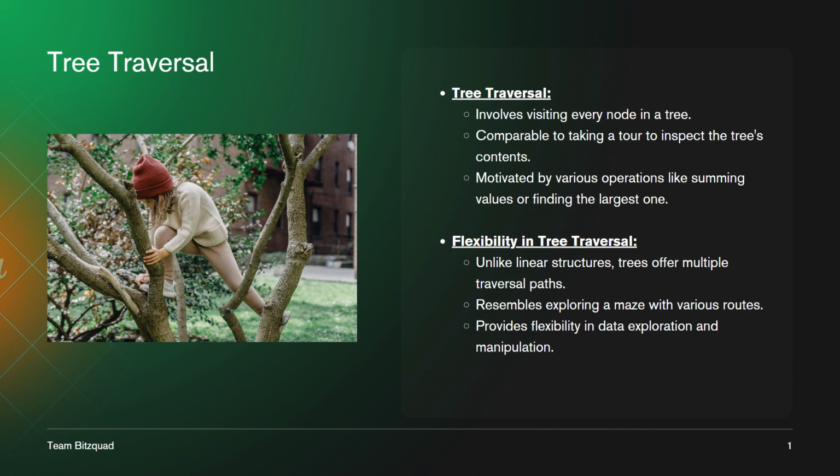Now, here is the interesting part. When it comes to trees, we have options, right? You see, in linear data structures like arrays, stacks, queues, or linked lists, there's usually only one way to read the data from start to finish. But with a tree, things are a bit different. It's like exploring a maze with multiple paths. You can traverse or go through a tree in various ways, depending on what you want to do with the data. So, trees give us the flexibility in how we explore and work with our data.